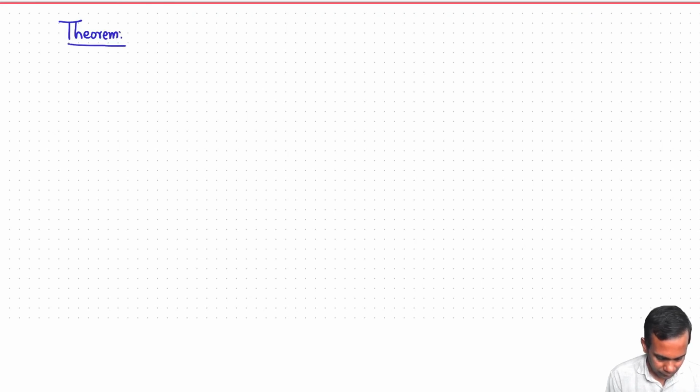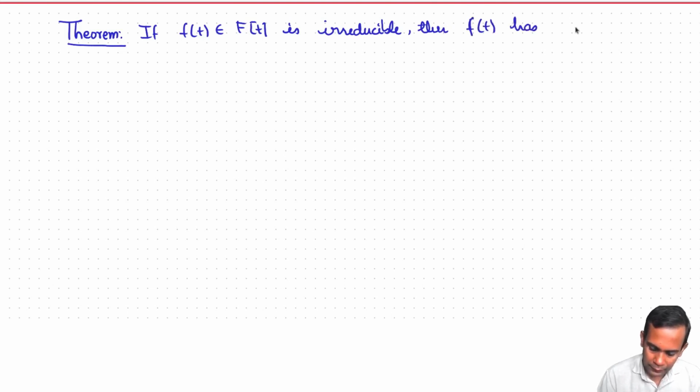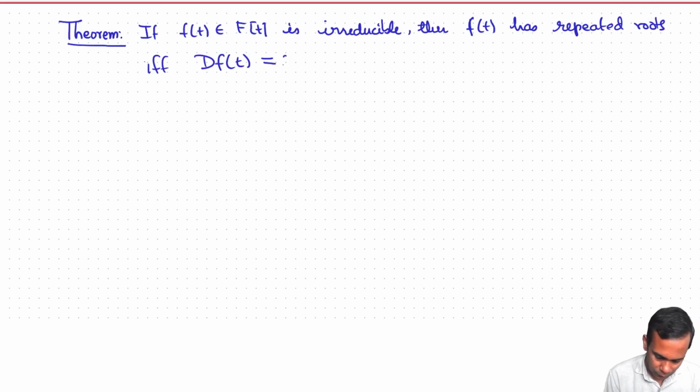We now come to a very surprising result about when irreducible polynomials have repeated roots. Theorem: if f(t) is a polynomial with coefficients in a field F and is irreducible, then f(t) has repeated roots if and only if its derivative is identically 0.